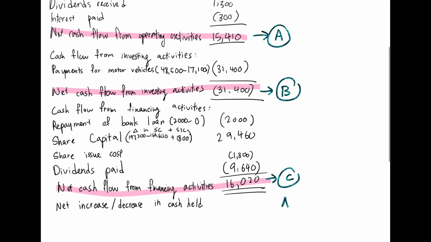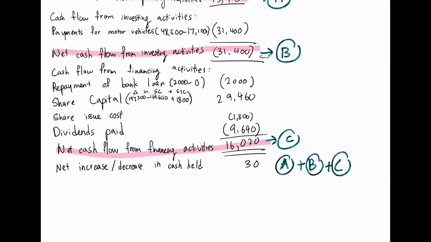So A plus B plus C equals 15410 minus 31400. I need to minus 31400 because investing activities is a negative figure. So minus 31400 plus 16020, you would get $30. So there's a net increase in cash held of $30. You can strike out the word decrease. So your net increase in cash is $30.